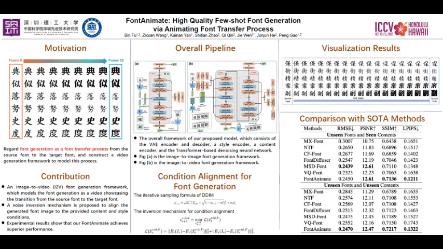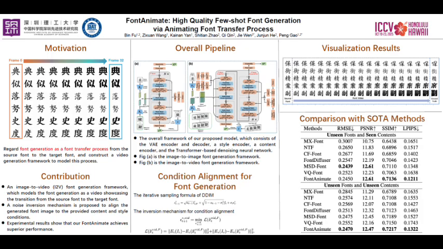We built a new Chinese font dataset containing 900 fonts and over 800 characters, and evaluated two test settings: UFSC, unseen fonts but seen contents; UFIC, unseen fonts and unseen contents. Our FontAnimate achieves state-of-the-art performance on all four metrics: RMSE, PSNR, SSIM, and LPIPS, surpassing strong baselines like MXFont, NTF, CF Font, MSD Font, and Font Diffuser.